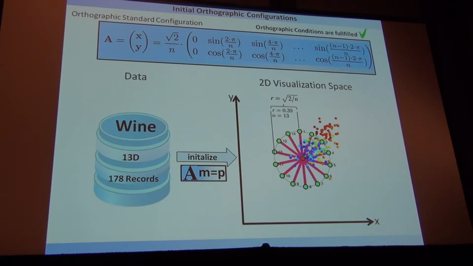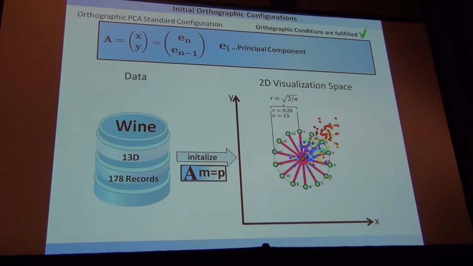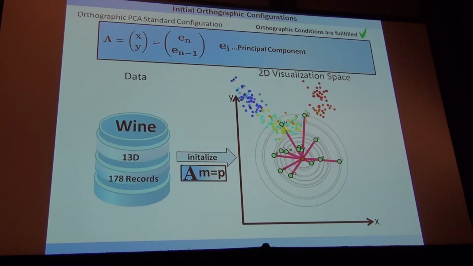To overcome this drawback, we can exploit that pairwise principal components also fulfill all the orthographic conditions. Therefore, for example, for the wine data set, an orthographic PCA standard configuration for the 2 largest principal components looks like this. And here we can see, okay, now this orthographic PCA standard configuration depends really on the semantics in the data. So it's a better choice of those possible initialization and standard configuration approaches.